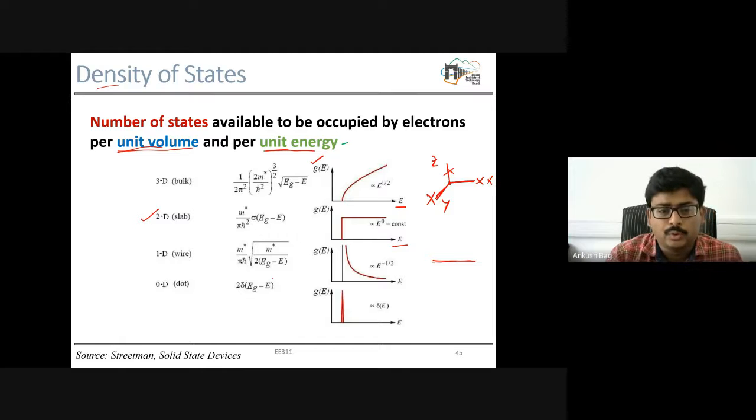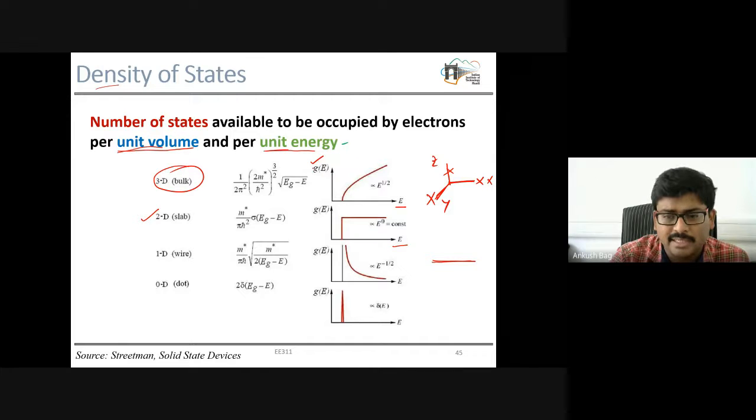Okay. Since the majority of the discussion in this particular course will be confined to the three-dimensional semiconductor, we'll mainly discuss this variation of density of states with the energy E.